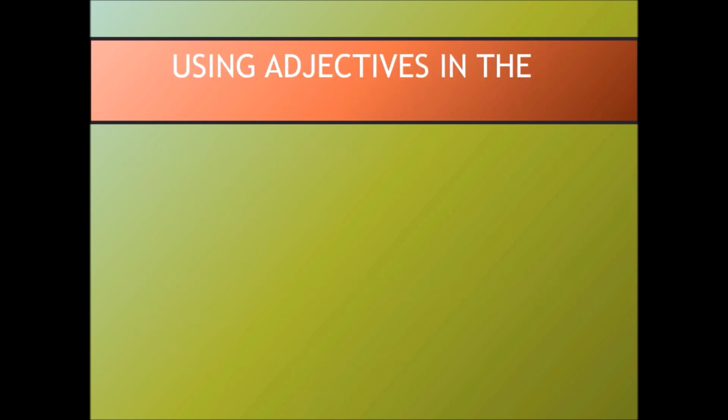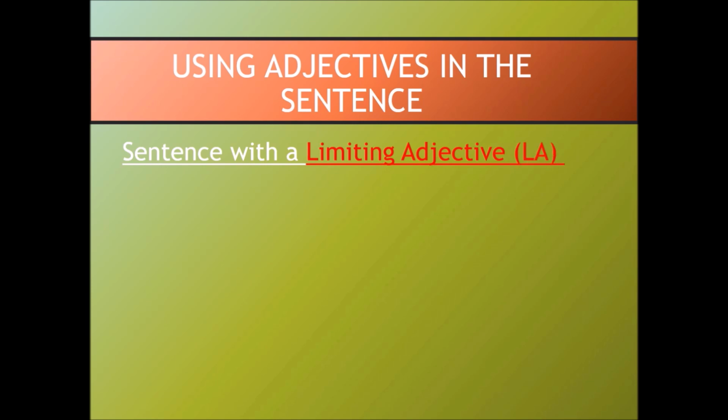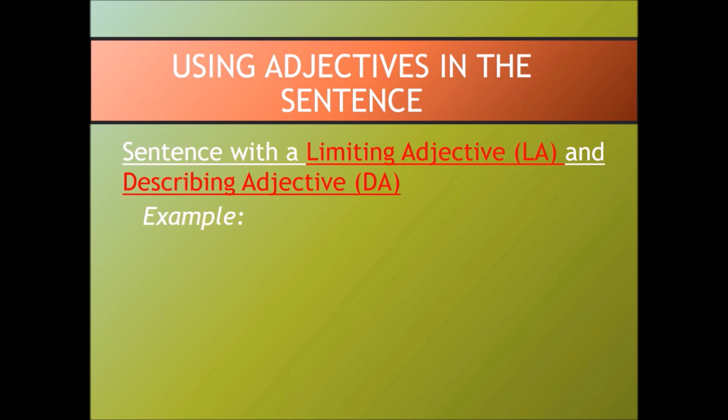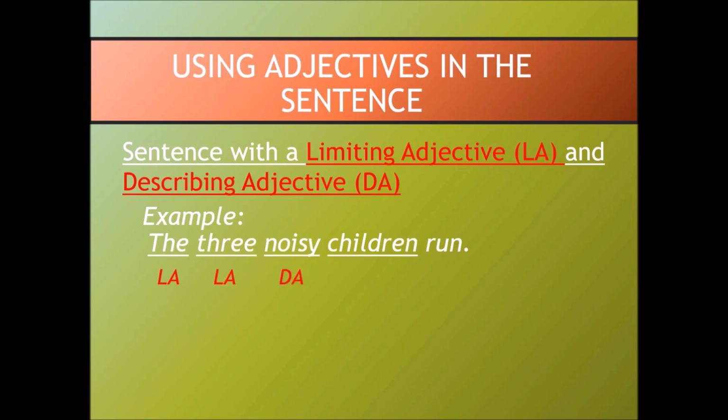Using adjective in the sentence, and we continue. Sentence with a limiting adjective, LA, and describing adjective or DA. Example, the three noisy children run. Wherein the is an article, or should we say a limiting adjective. Three is a limiting adjective. Then noisy is a describing adjective, and children is a noun.